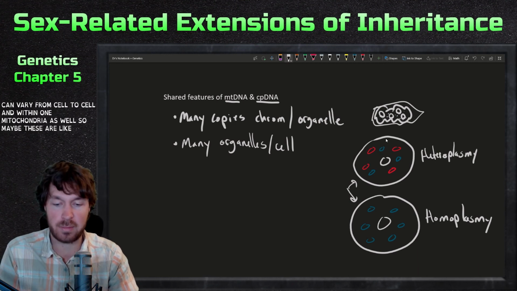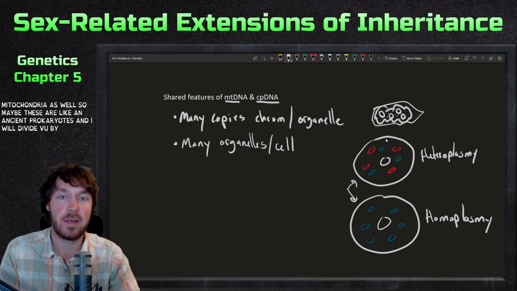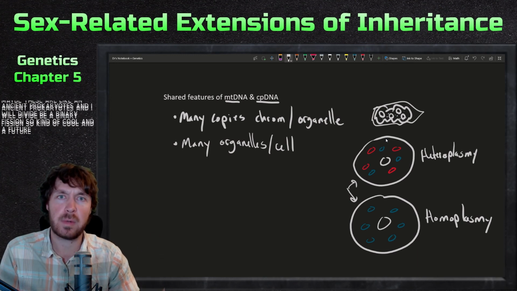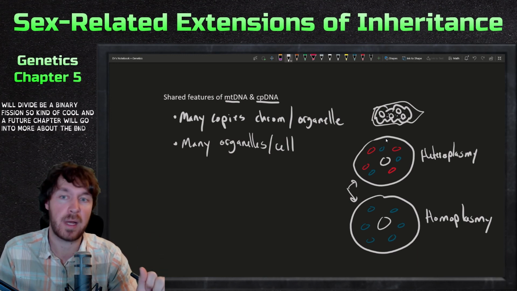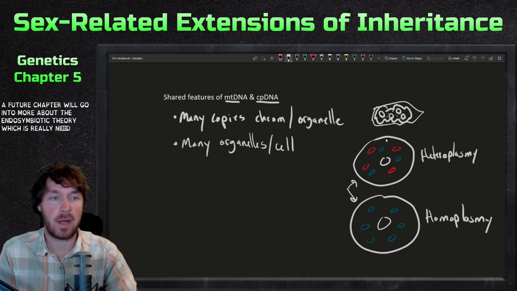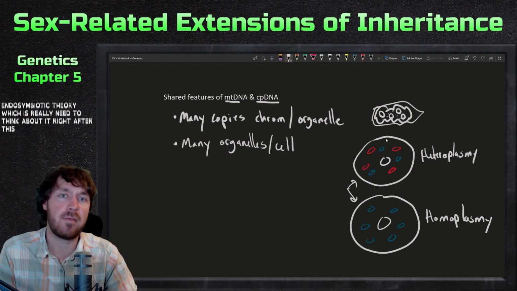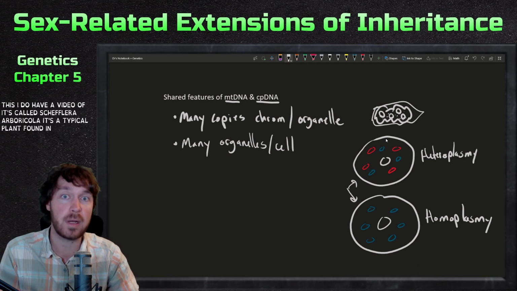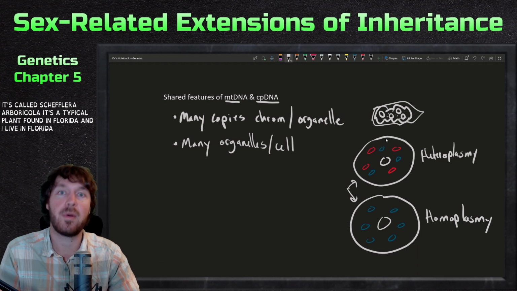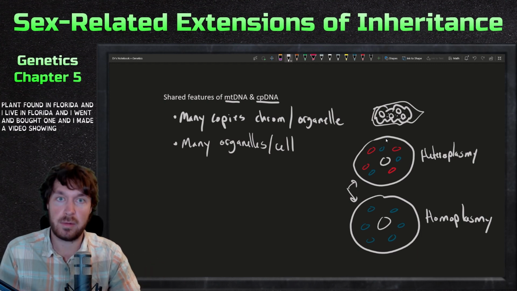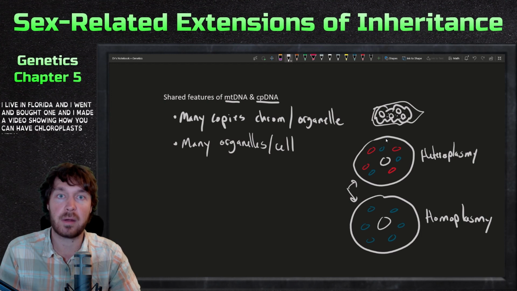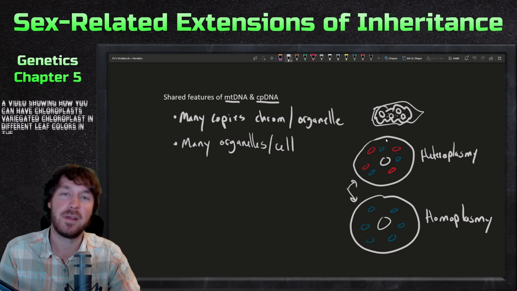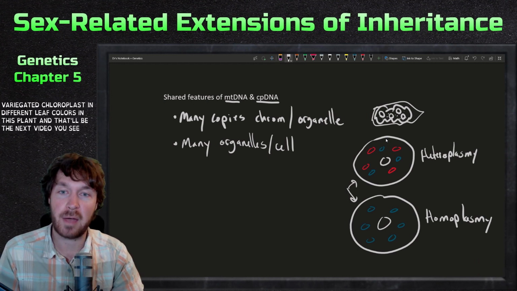Remember, these are like ancient prokaryotes, and they all divide via binary fission. So kind of cool. In a future chapter, we'll go into more about the endosymbiotic theory, which is really neat to think about. And right after this, I have a video called Schefflera arboricola. It's a typical plant found in Florida, and I live in Florida, and I bought one and made a video showing how you can have variegated chloroplasts in different leaf colors in this plant. That'll be the next video you see coming out after this one.